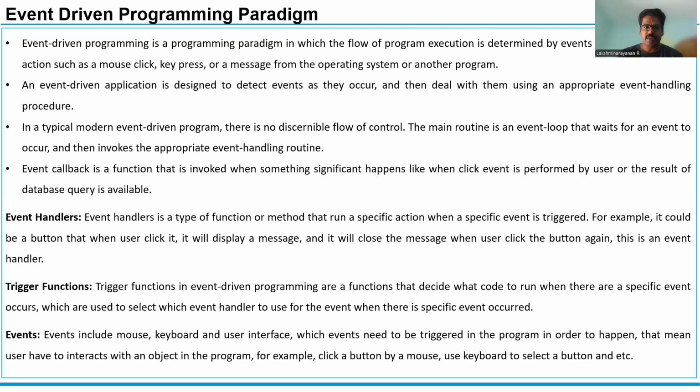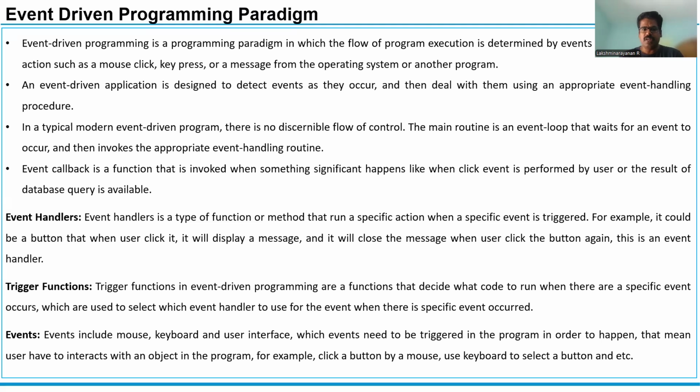An event handler is a type of function or method that runs a specific action when a specific event is triggered. For example, it could be a button that, when a user clicks it, displays a message, or closes the message when the user clicks the button again. That is the event-driven handler.